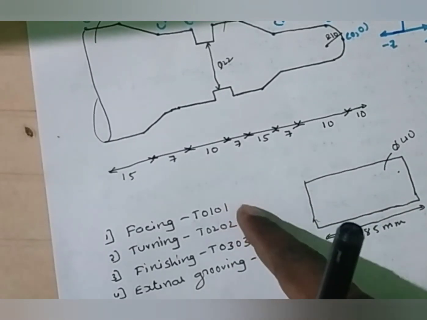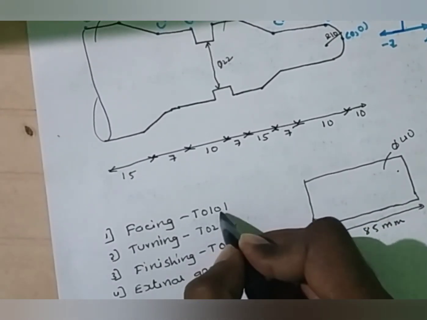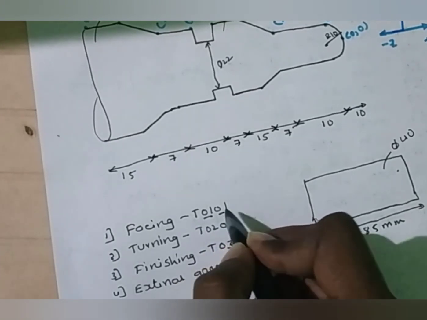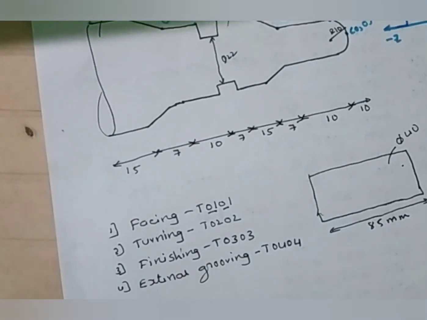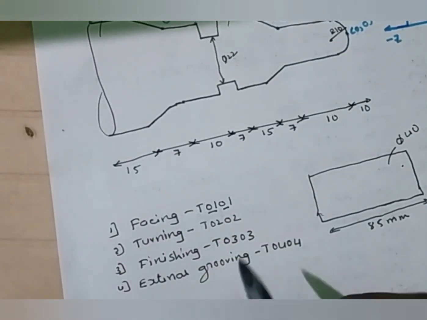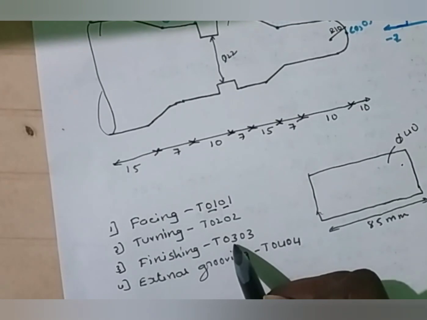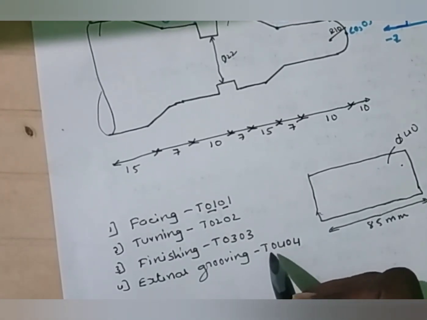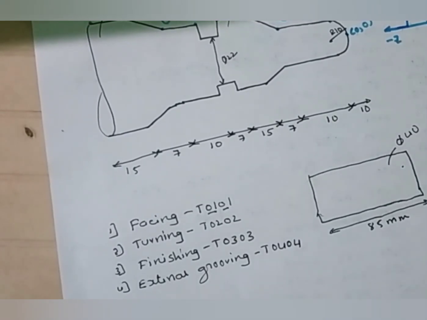Okay, first facing. For facing the tool is T0101. The 01 indicates the turret number. The last two digits indicate the tool number. Turning, step turning, we are going to use T0202. For finishing we are going to use T0303. For external grooving we are going to use T0404. Okay, now let me write the program.